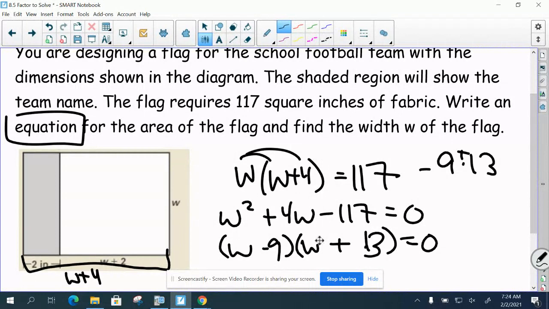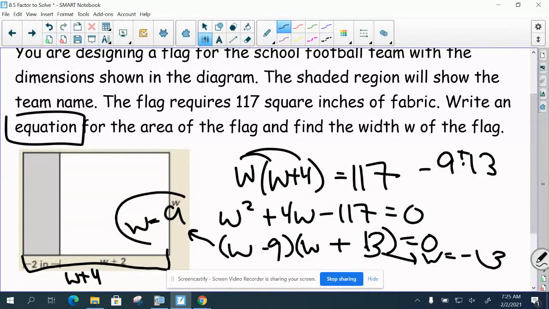Right, so we factored it, and now we want to find the width of the flag, which means you would set each factor equal to 0 and solve for w. So this solution would give us w equals 9. This solution would give us w equals negative 13. Since you can't have a negative width, 9 is going to be your answer.